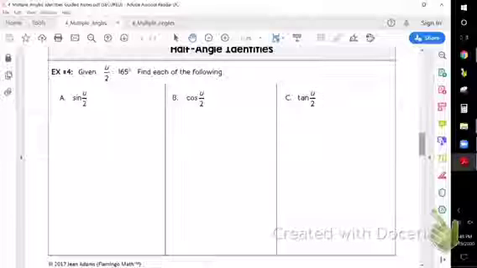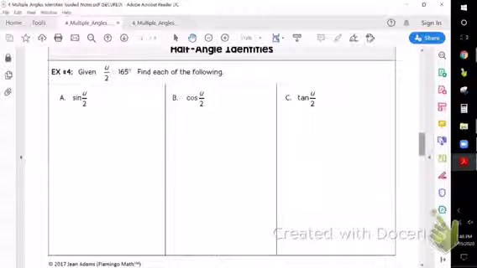Okay, in example 4, it says given that u over 2 is equal to 165 degrees, find each of the following. Alright, so they gave us the angle is 165 degrees. Do we know anything about 165 degrees? We don't. It's not one of them that we labeled on our unit circle, so we don't know an ordered pair. So short of putting this in our calculator and getting a rounded answer, we can't find an exact. So what if we need to find an exact?